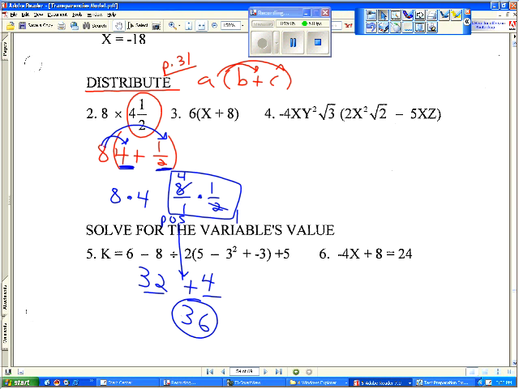Distributive property. Same thing here. We have 6 times parenthesis. We're going to distribute the 6 through the parenthesis. So we have 6 times the first member x, 6 again, times the second member 8. And so we go 6 times x is 6x, 6 times 8 is 48.